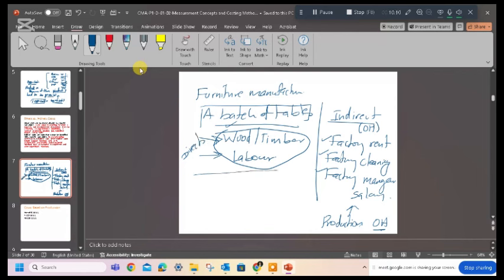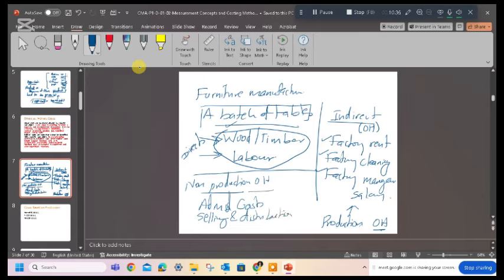So what could be non-production overhead? Whatever is not in the factory, for example, administration expenses, admin cost, selling and delivery cost, selling and distribution. They are also overhead because you may not find them specific to a batch. These are mostly common costs, and they are not from the factory, they are outside the factory, so you call it non-production overhead. Sometimes we say manufacturing overhead, non-manufacturing overhead.